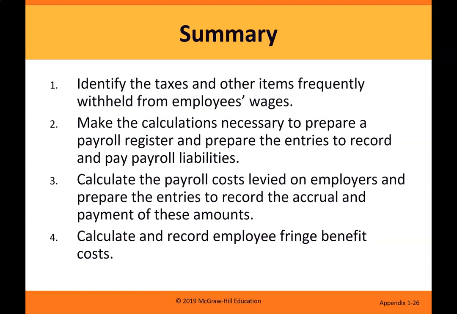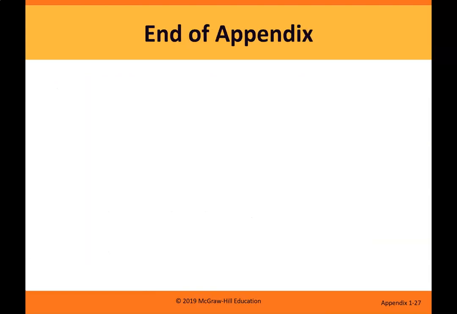Summary. 1. Identify the taxes and other items frequently withheld from employees' wages. 2. Make the calculations necessary to prepare a payroll register and prepare the entries to record and pay payroll liabilities. 3. Calculate the payroll costs levied on employers and prepare the entries to record the accrual and payment of these amounts. 4. Calculate and record employee fringe benefit costs. End of appendix.